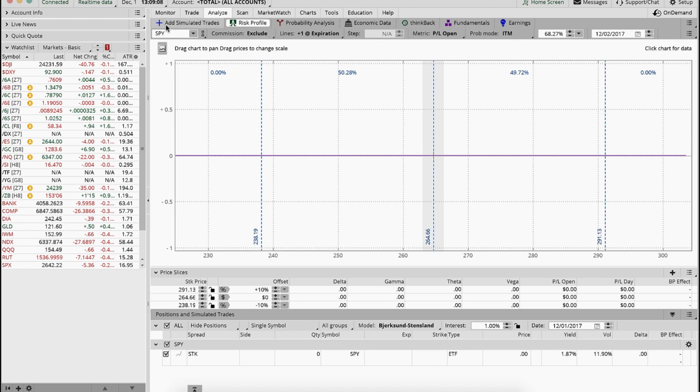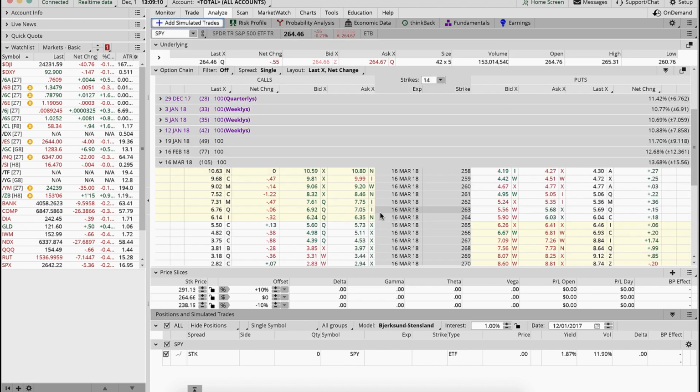So let's go back to the add simulated trades here. And let's do a couple of examples. So let's say we're going to add buying the $264 call option. Well, we're going to pay $6.35 for that call option, $6.35 on the ask price. And because it's the 264 strike, looking at the current price of the stock, it's 264.46. 46 cents of that premium is intrinsic value. The rest is extrinsic value.